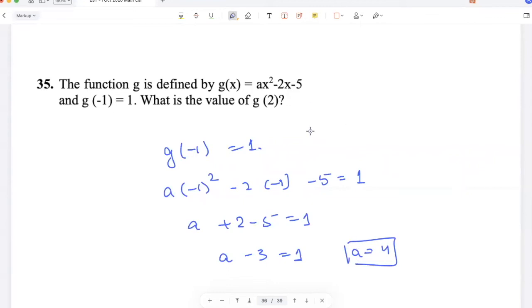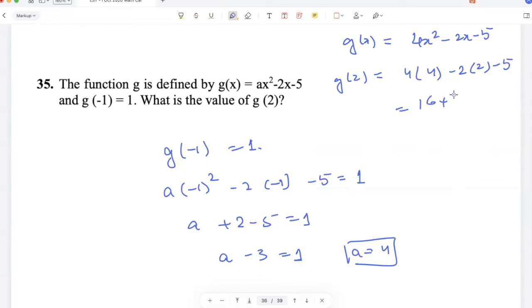So then what is g of x? It is 4x squared minus 2x minus 5. So g of 2 would be 4 times 4 minus 2 times 2 minus 5. So 16 minus 4 minus 5. So that's 16 minus 9, so 7. So g of 2 is 7.